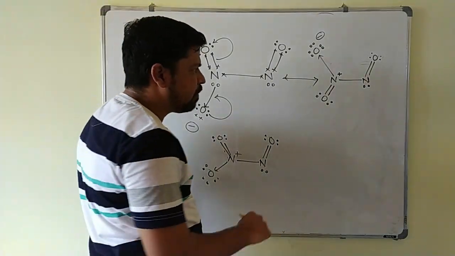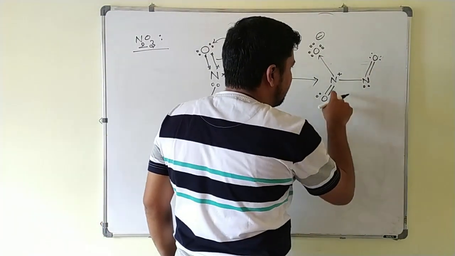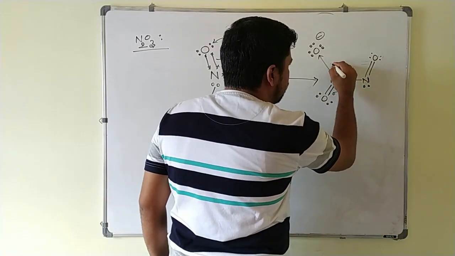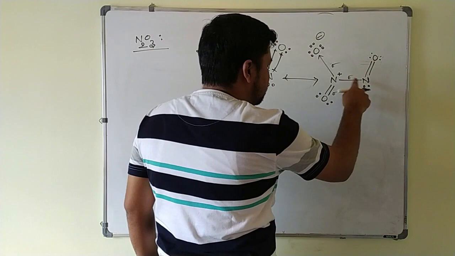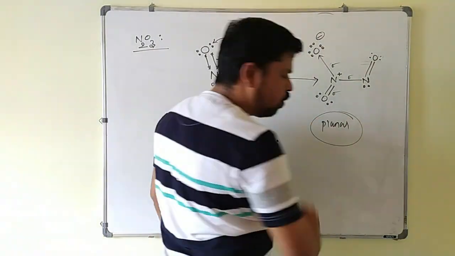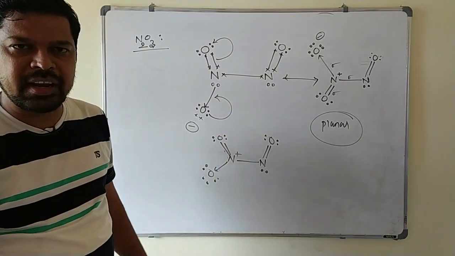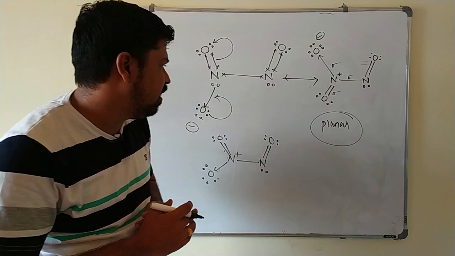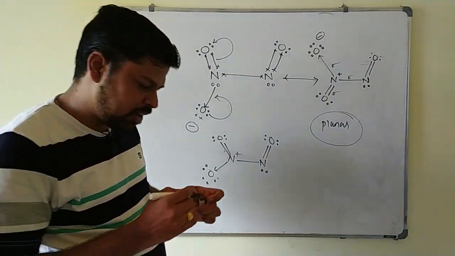See here, each atom is having maximum 3 sigma bonds only. For example, this nitrogen if I take, this is having 1, 2, 3 sigma bonds. Okay, so this molecule is planar in nature. Up to 3 sigma bonds, each molecule is planar in nature. If the 4th sigma bond comes, then it becomes non-planar like the tetrahedral. Okay, this is the structure of N2O3.